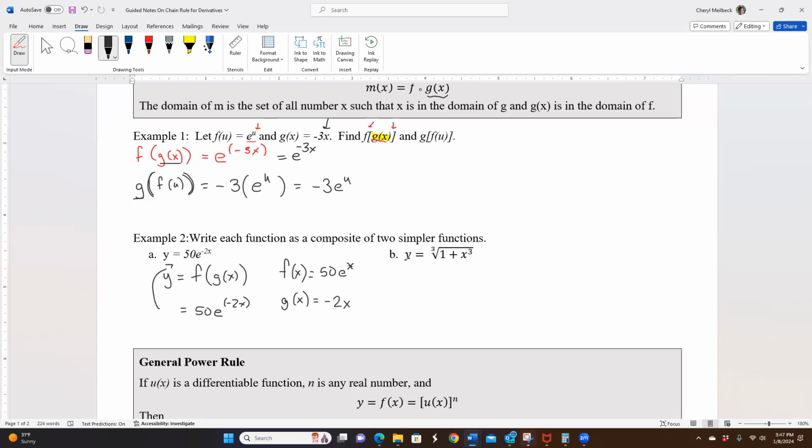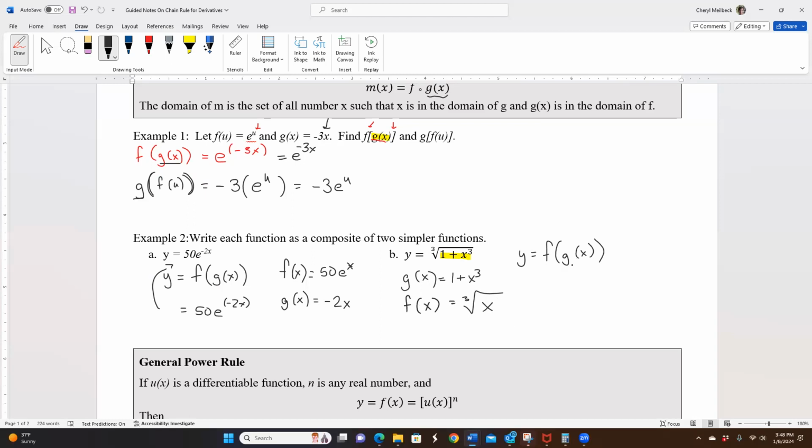Let's look at b. On b, it wants us to decompose the function y equals the cubed root of 1 plus x cubed. I would consider this 1 plus x cubed to be the inside function and the cubed root part to be the outside function. So if we're letting this problem have f as the outside function and g as the inside function, we're going to let g of x be this 1 plus x cubed and f of x be the outside function, which is just the cubed root of something. But since it's in terms of x, we write it this way.